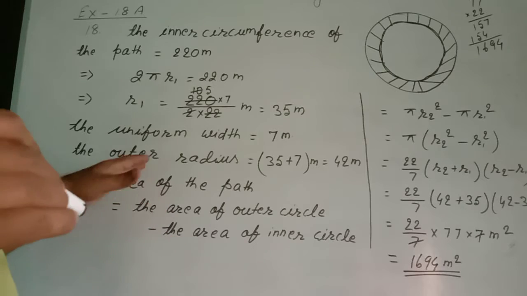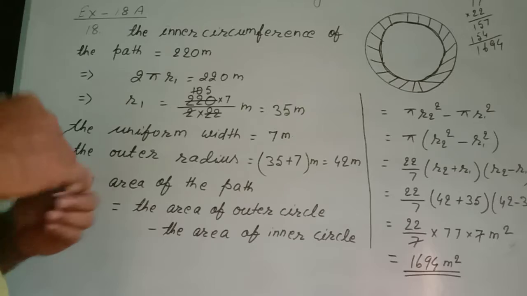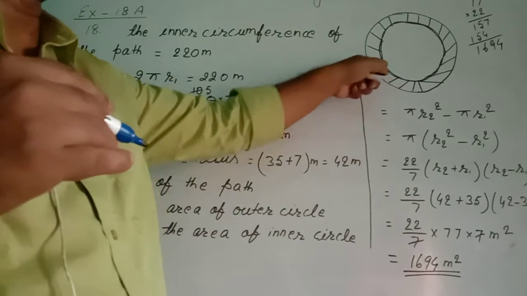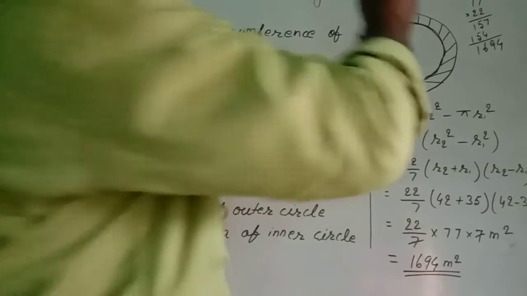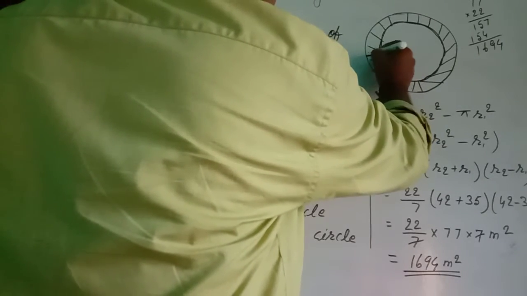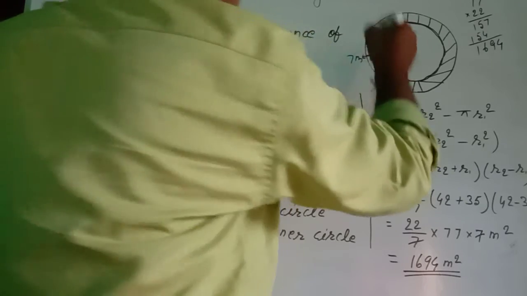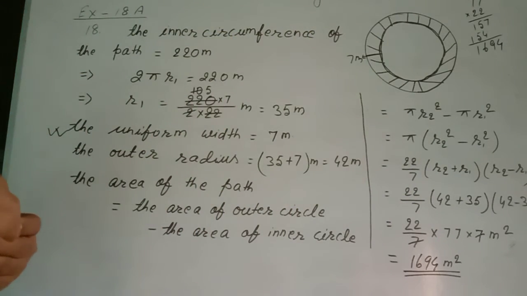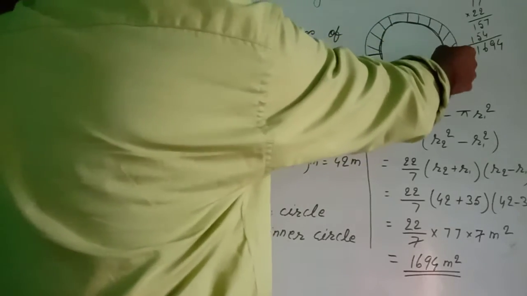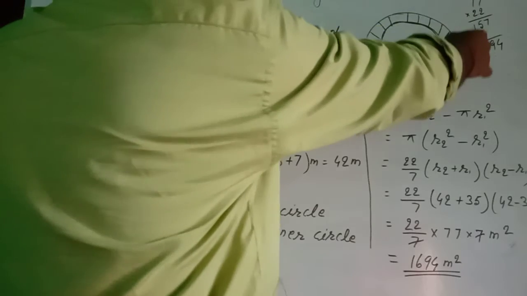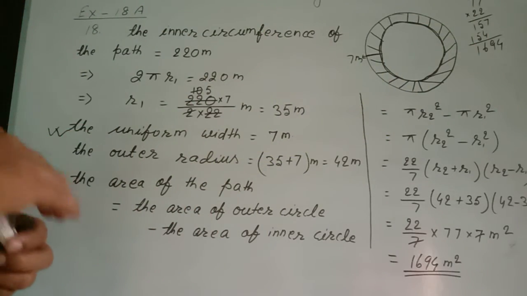And here is the width. The width of this path, path means way, the width of this path is 7 meter. This width, this is 7 meter. We are asked to find the area of the path, meaning what is the area of this path. This shaded portion of the circle is the path. So what is the area of that path?